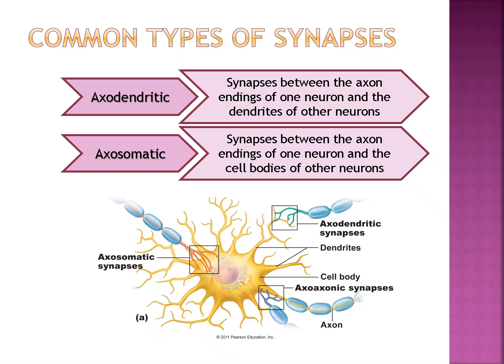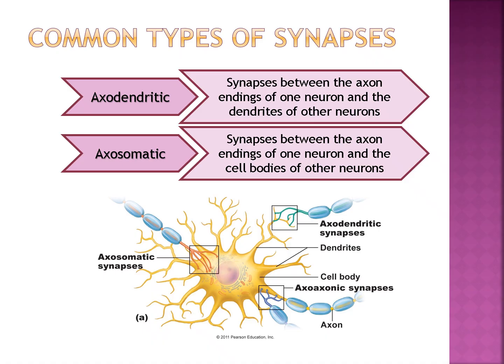The most common types of synapses are axodendritic, in which the synapse is between the axonal endings of one neuron and the dendrites of other neurons. The next most common are synapses between the axonal endings of one neuron and the cell bodies of other neurons. Less common types include synapses between dendrites called dendrodendritic, and synapses between dendrites and cell bodies called dendrosomatic.